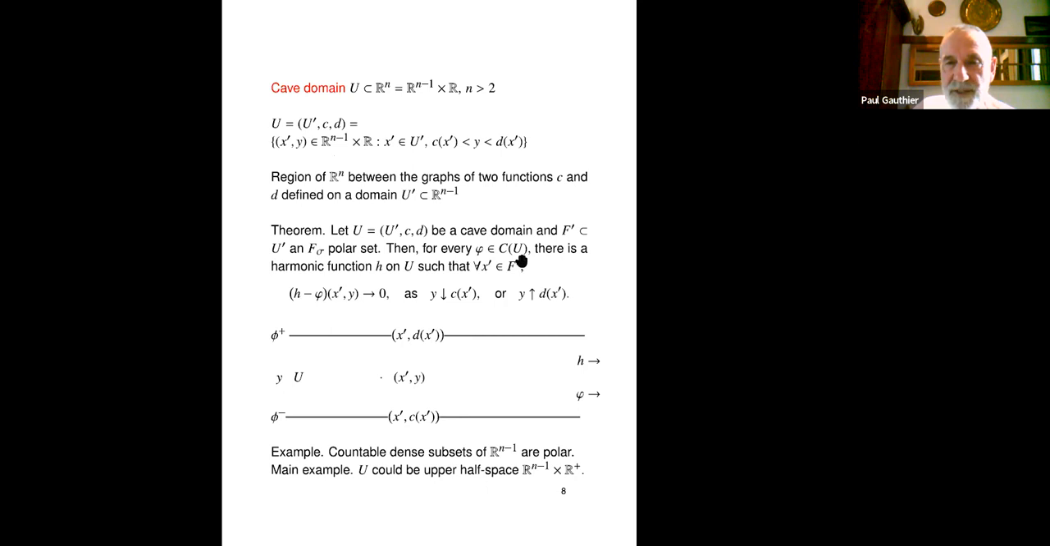I've made another mistake here. It's for every phi continuous on U. So these functions are both defined on all of U, and one is continuous, one is harmonic, and they have the same limit as you approach vertically, either boundary on top or on the bottom. You have the same limits for a parameter set of points in U prime, which is a segment.